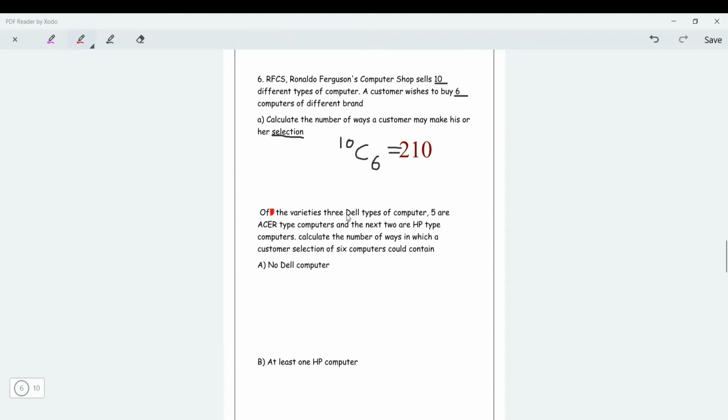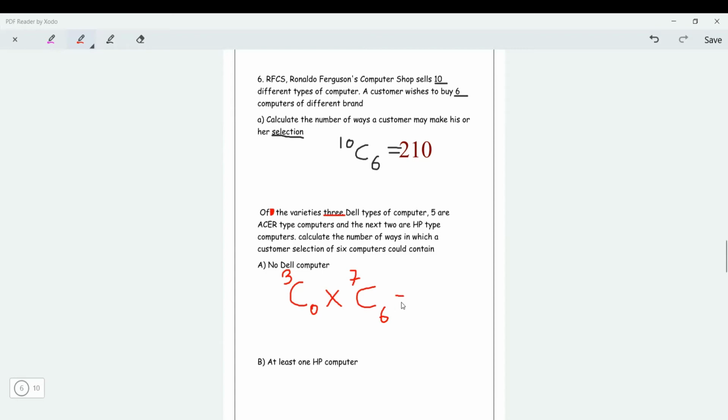Of the varieties there are 3 Dell type computers, 5 Acer type, and the next 2 are HP type computers. Calculate the number of ways of the customer selecting 6 computers that contain no Dell. If the customer doesn't choose any Dell, that means the customer is choosing 0 Dell from how many Dell were there? 3. The customer doesn't want any Dell. So I'm choosing 0 from 3, times, how many other computers are left? 7. And then I'm choosing 6 out of that 7.